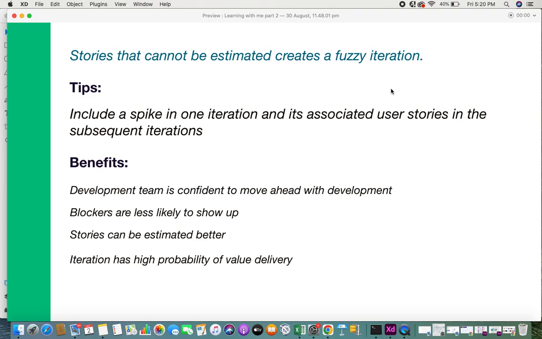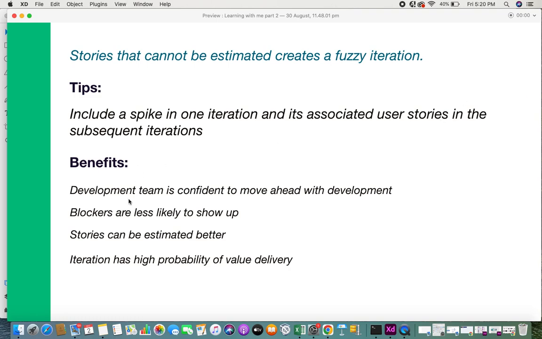So the tip here is to include a spike in one iteration and its associated user stories in the subsequent iterations. By this, the team has time to spike on that particular feature, and then they would be able to analyze it and see whether the other stories can be taken into consideration for the next iteration. So there's a lot of time that they have, and once the team is clear on spikes, the stories also would be better for estimating.